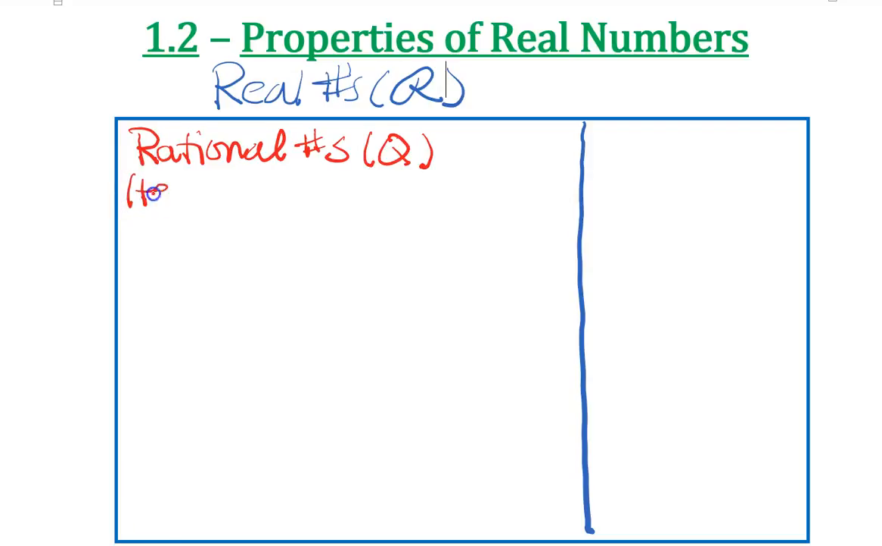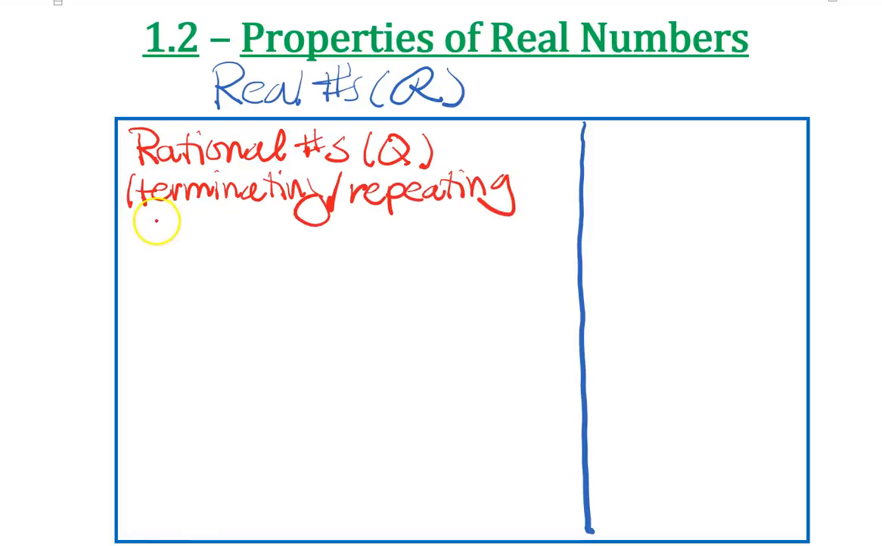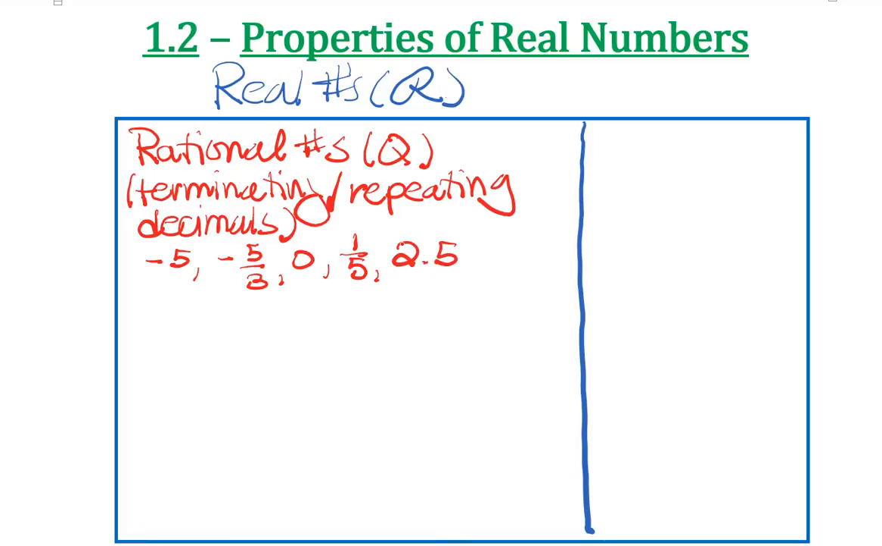These are your terminating and repeating decimals. These are numbers like the following: -5, -5/3, 0, 1/5, and I don't know, we could say 2.5. Each of these numbers are considered to be either a terminating or a repeating decimal.